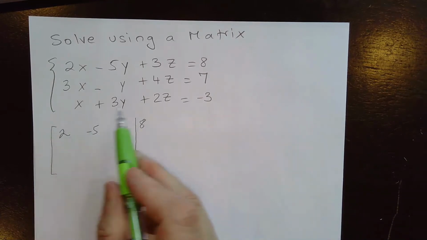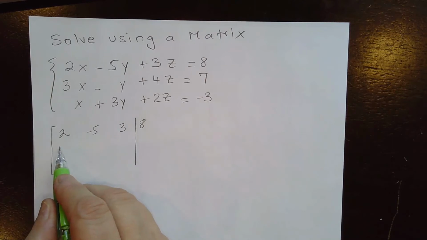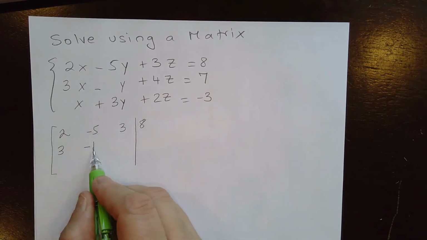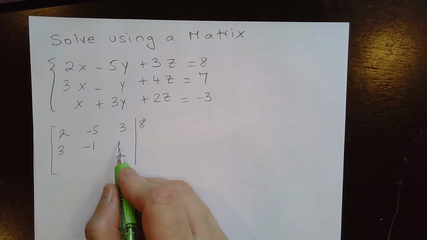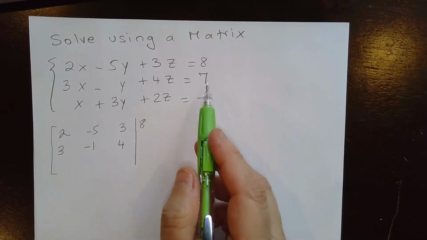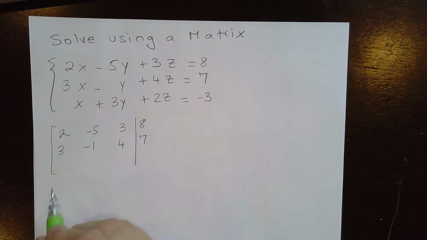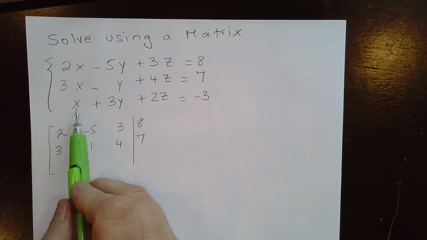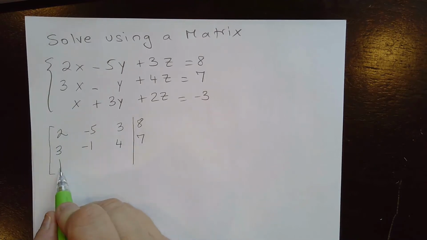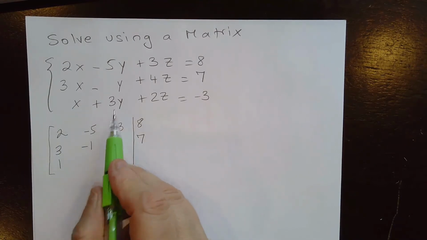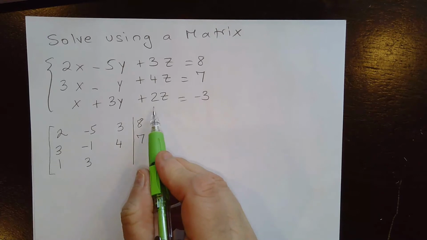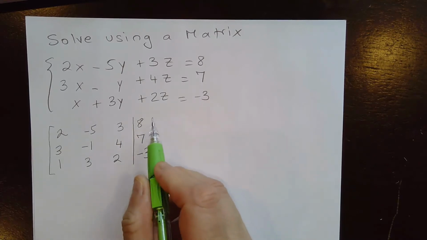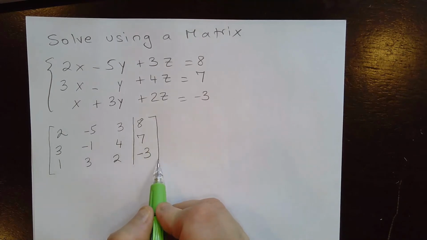Now, the second equation, 3x, so we have coefficient 3, coefficient negative 1, and here coefficient is 4, and the constant is 7. Doing the same thing in the third equation, we have x, that means the coefficient is 1, the coefficient here is 3, and the coefficient here is 2, equal to negative 3. So this is the augmented matrix for the equations here.